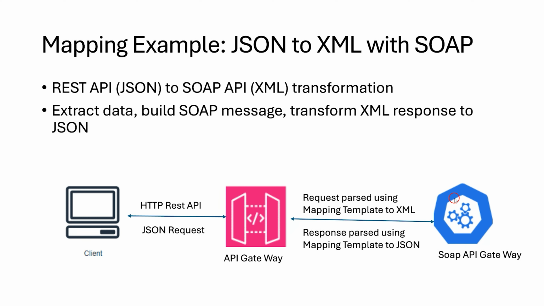And once the SOAP API sends that XML request or response to us, then by using the mapping template itself, we pass it to JSON and send it back to the client. So this is how this mapping template will be useful.